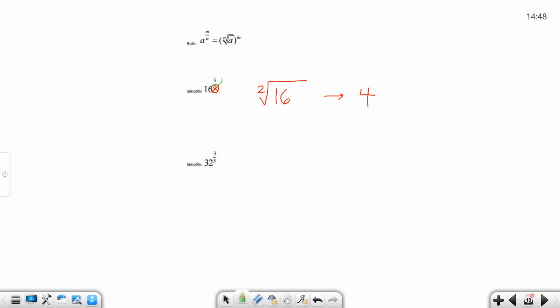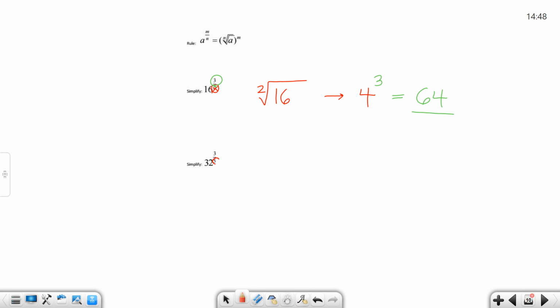Okay, so then you'll say, what happens to the 3? Well, that just becomes its own exponent. So 4 to the 3rd. Now don't multiply it and say it's 12. 4 to the 3rd is 4 times 4 times 4, which would be 64. And that's how it works.